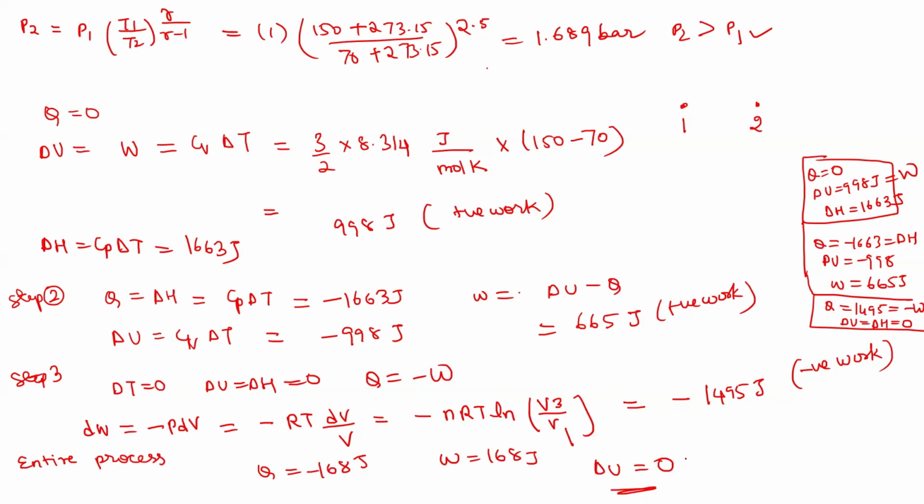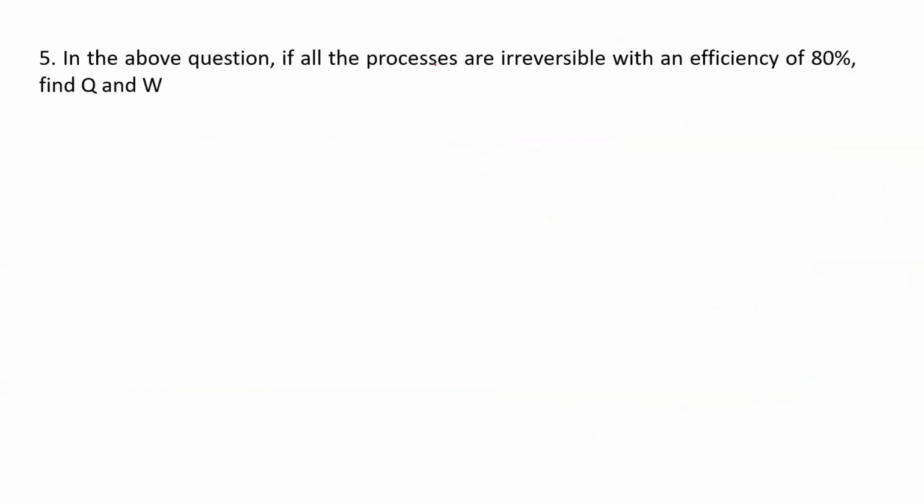Fine. So now, also this one, delta H, its summation becomes 0 only. So delta H is also a state function kind of thing. It depends on the state, unlike the heat and work here. So in the 5th question, we discuss in the above equation, if all the processes are irreversible with an efficiency of 80%, find Q and W.